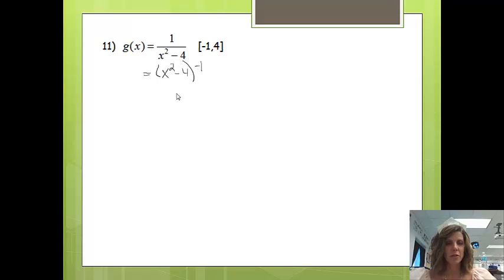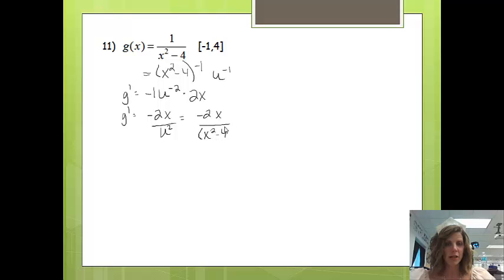I do notice that there are parentheses, so I'm actually going to change that to u. So I'll have u to the -1. Now when I go to take the derivative, I'll get -1 u to the -2, and then times, don't forget your chocolate, the derivative of the inside, which is 2x. And now I'm just going to rewrite this. -1 times 2x would be -2x, and then the u ends up back on the bottom. If I rewrite that one more time, putting my u back in, I'll get -2x over (x squared minus 4) squared.